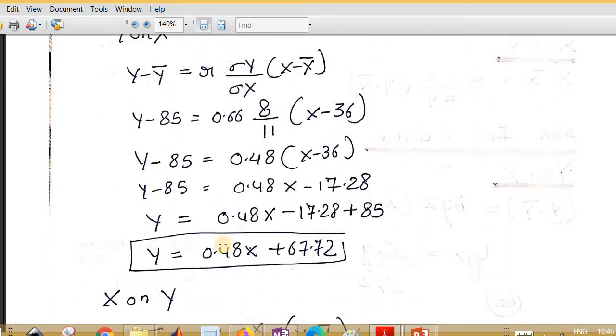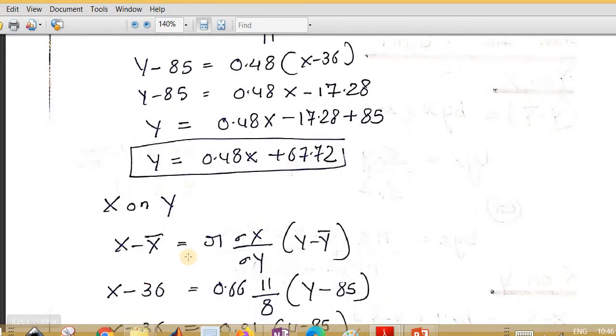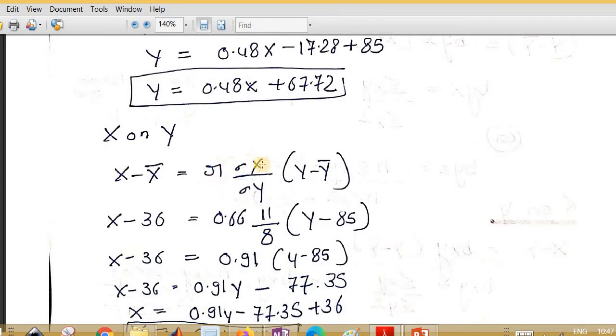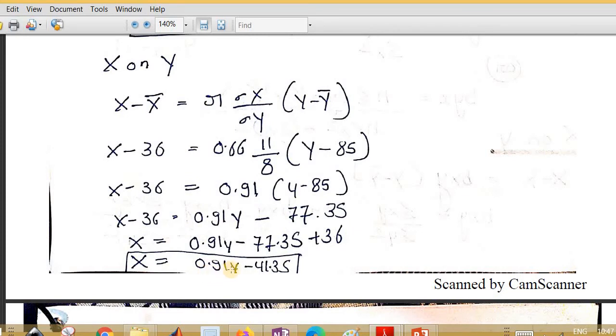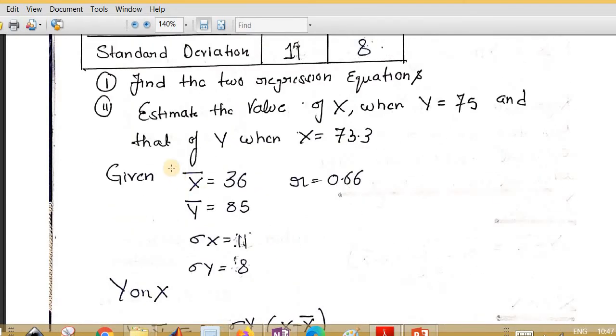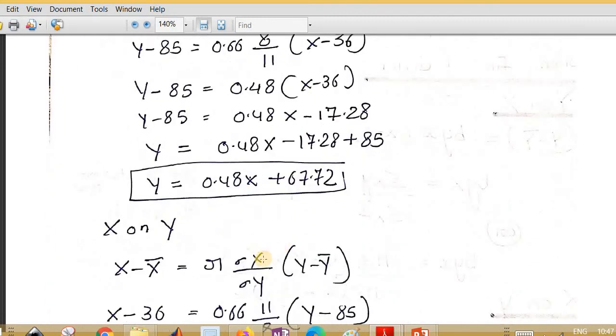The second line is x on y, the second line in the form of x that you have to compute. So here x minus x bar equals r sigma x upon sigma y times y minus y bar. By using all the data which are given, you compute the line x equals 0.91y minus 41.35. This is the other equation of the line which the question wants. So these are the two regression equations, the two lines.